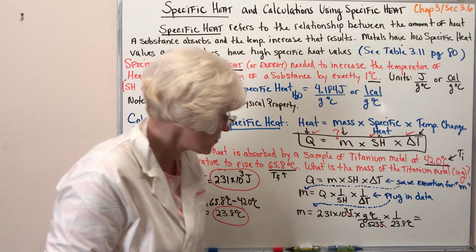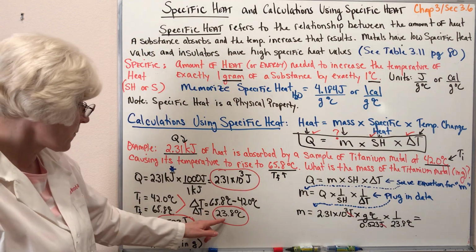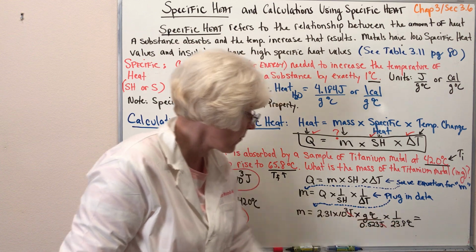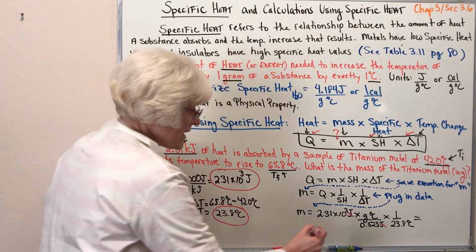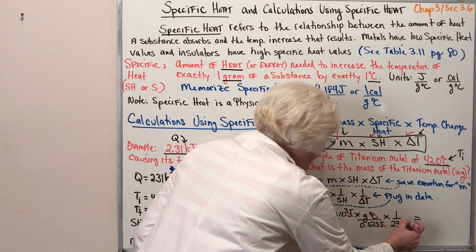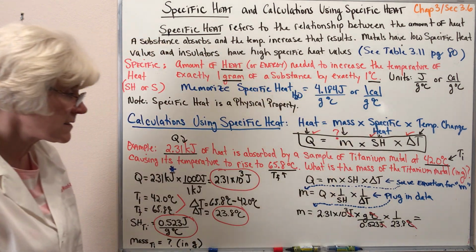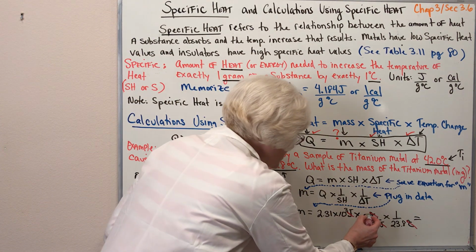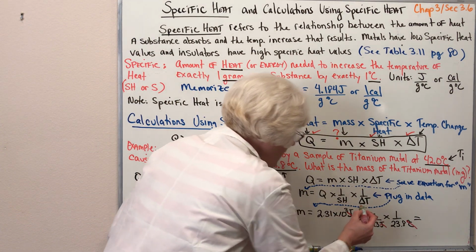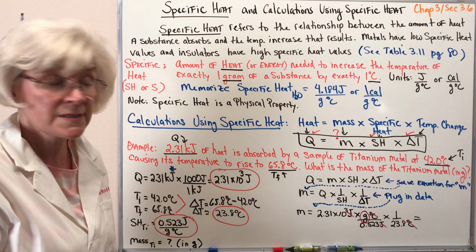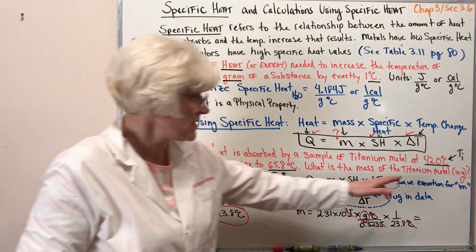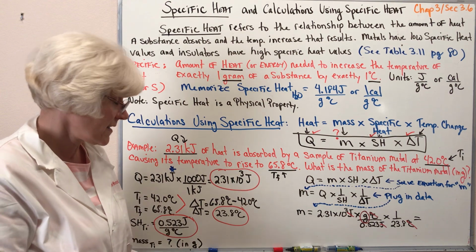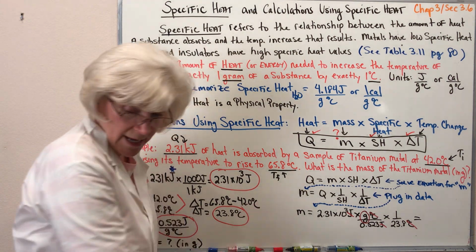So I'm writing my specific heat in its flipped form. I see that my joules are canceling. I'm writing my temperature change as 1 over delta T, or 1 over 23.8 degrees Celsius. I see that my degrees Celsius unit is canceling, and I see that the last unit left in the problem is grams in the numerator, which is exactly what we're asked to solve for. What is the mass of this sample in grams?